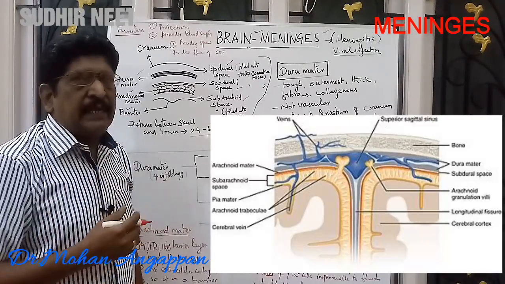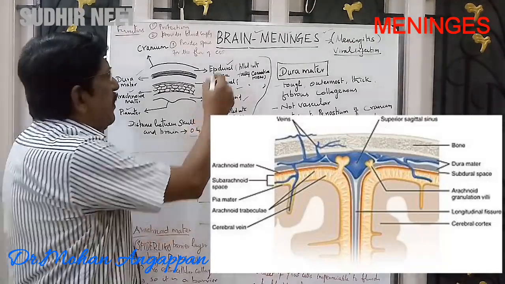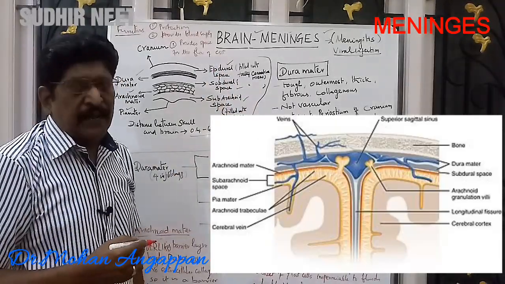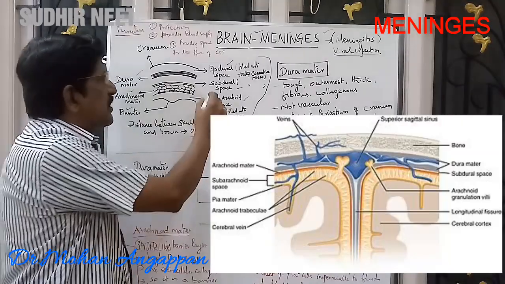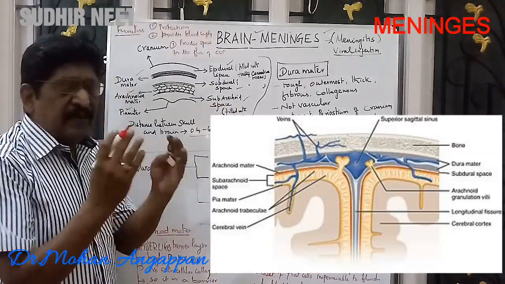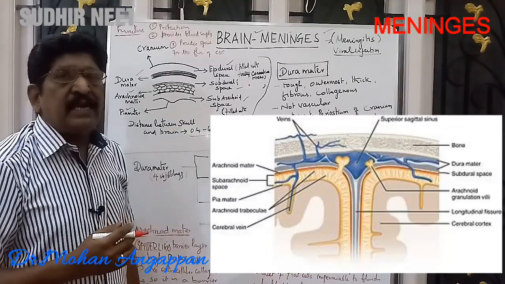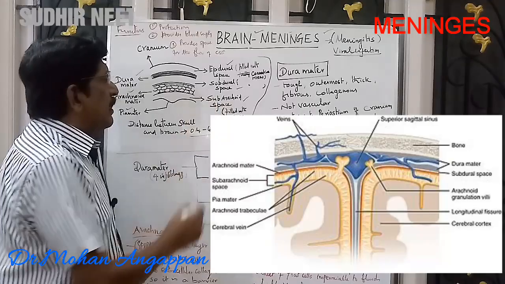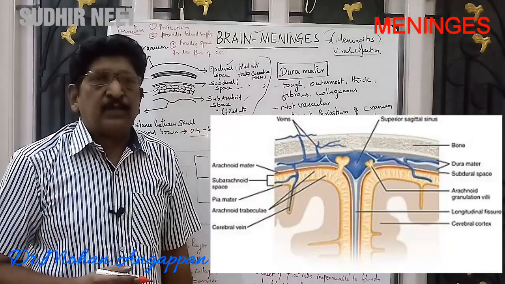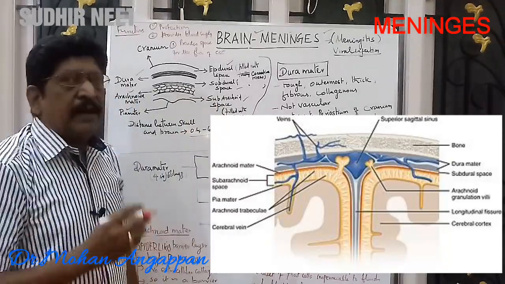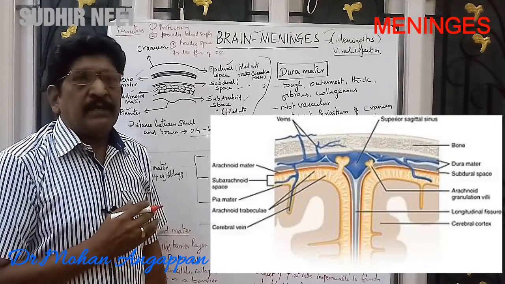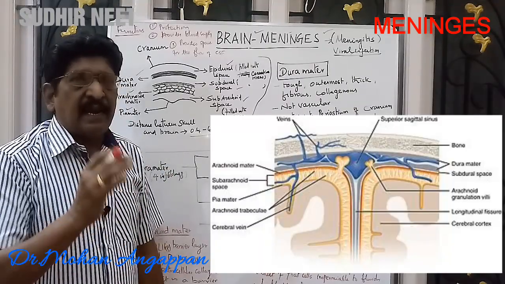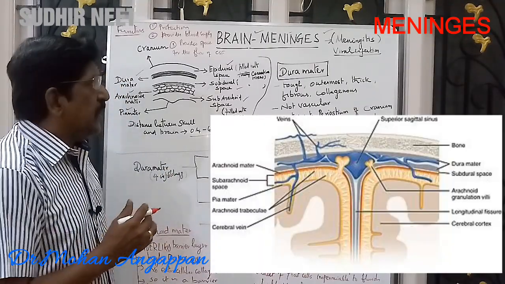When you get a brain injury, when this epidural space is affected, that is called epidural hemorrhage. And when this subdural space is affected, that is called subdural hemorrhage. Likewise, when this subarachnoid space is affected, that is called subarachnoid hemorrhage. Each one has its own effect clinically. That is different.